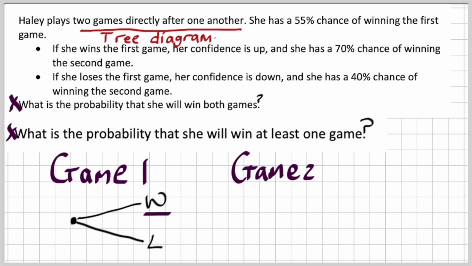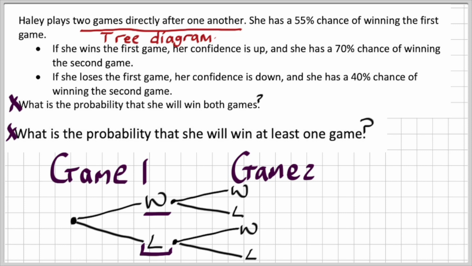She has a 55% chance of winning. Now, if she wins the first game, then in the second game, she could either win or lose, like I've drawn the tree diagram there. But if she loses the first game, she can still go on to the next game and win or lose. It's not always going to be like this. Just want to quickly say that.